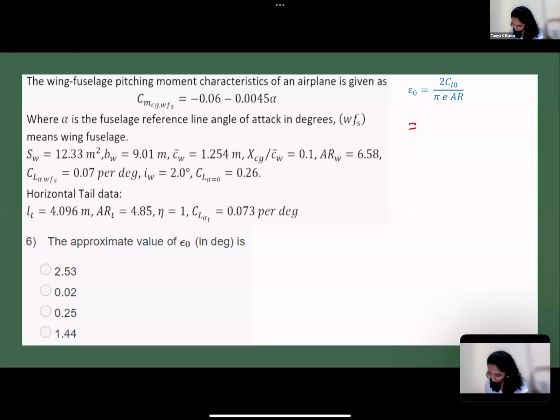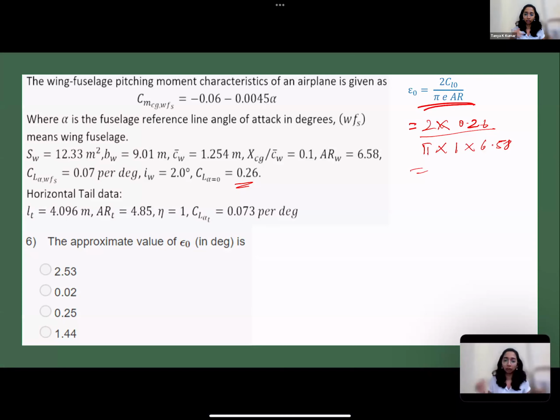Okay, so let's try to do that. 2 into CL naught, which is 0.26, by pi. E is not given, assume it to be 1. Aspect ratio of the wing, 6.58. Okay, what is this value? It's a straightforward equation, but there is one change here: they've asked you for epsilon naught in degrees. So every time we use these equations, everything is in radians or per radians. So here the value of epsilon naught that we get will be in radians, and you need to convert it into degrees to see if the answer matches.